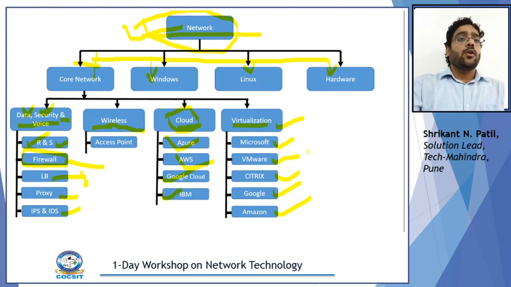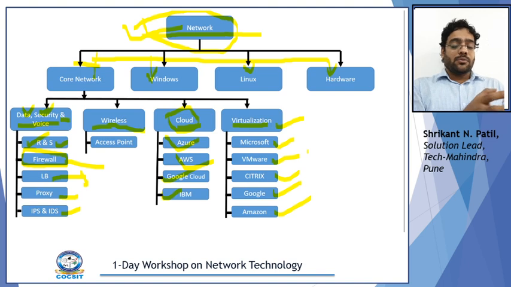So I hope you got the idea of the types of networks, and it's all about your interest, where you want to go. Do you want to go into wireless? Yes, you can go for it. Cloud and virtualization are highly in-demand technologies in networking, and data security and devices are also highly in demand in the industry.